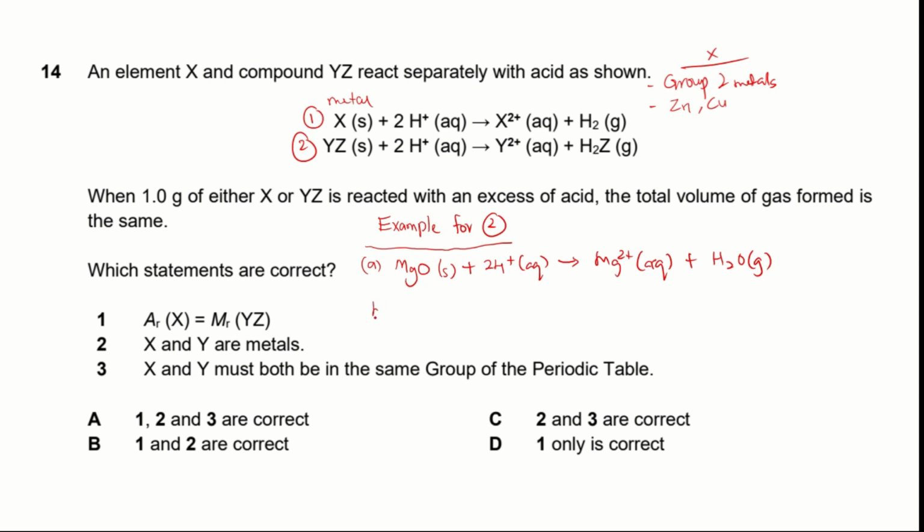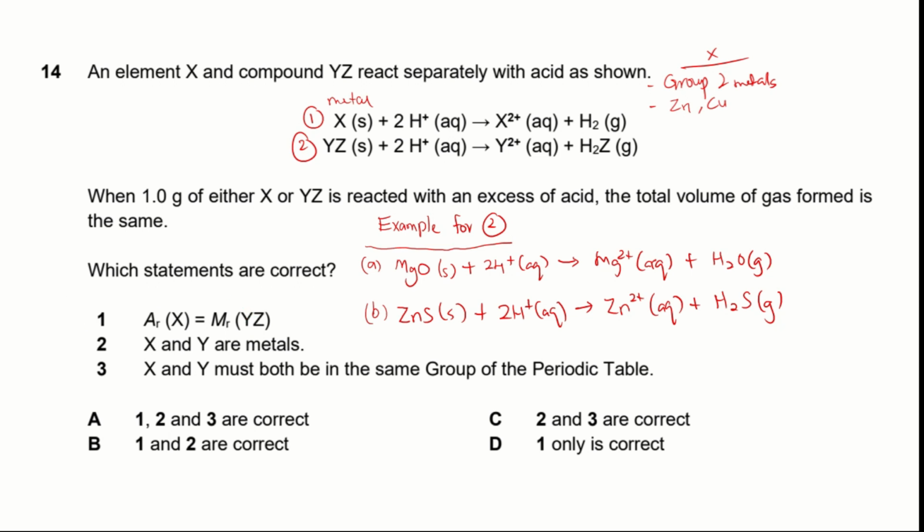Second example, zinc sulfide reacts with acid to form zinc 2 cation and hydrogen sulfide gas. Now with this example, we can try to see which statements are correct about X and YZ compound. Statement 1. Atomic mass of X is the same as the molecular mass of YZ.